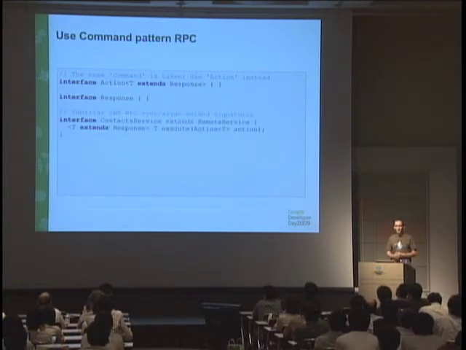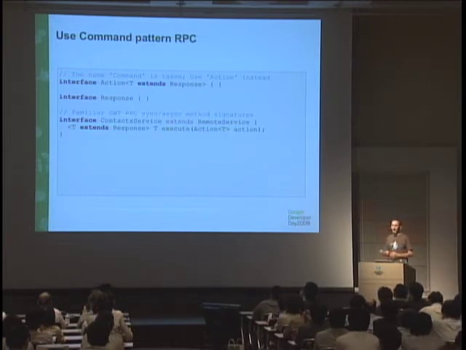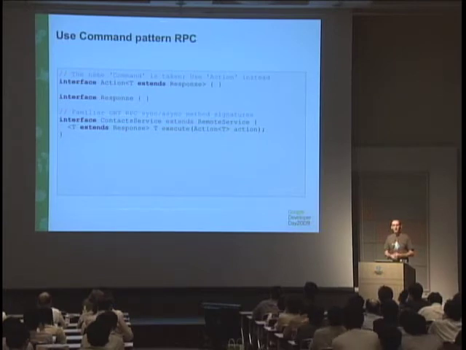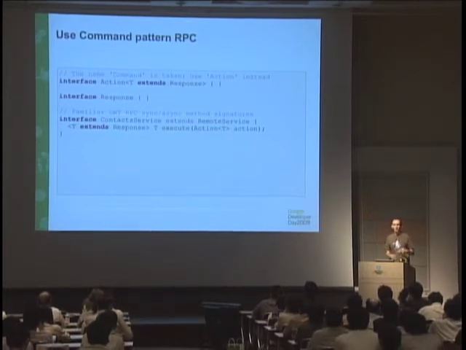Now, when you do GWT and define RPC, the remote procedure call, you define your methods, and you define an interface for those methods. So in this command pattern, we're going to create a single method called execute. And this is in the contact service. So we define this contact service interface, which extends RemoteService. This is a very standard thing that you would do in GWT. We define a method execute, which takes an action parameterized by type T, and T extends Response. That's it. So now we only have one RPC method instead of many methods, one for get, one for put, one for update. Everything is just one simple method.